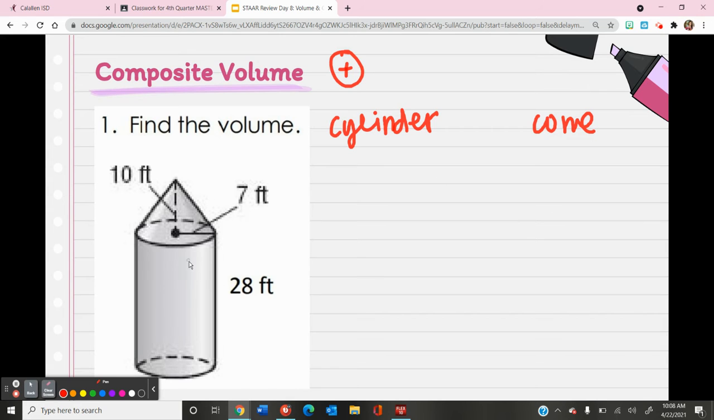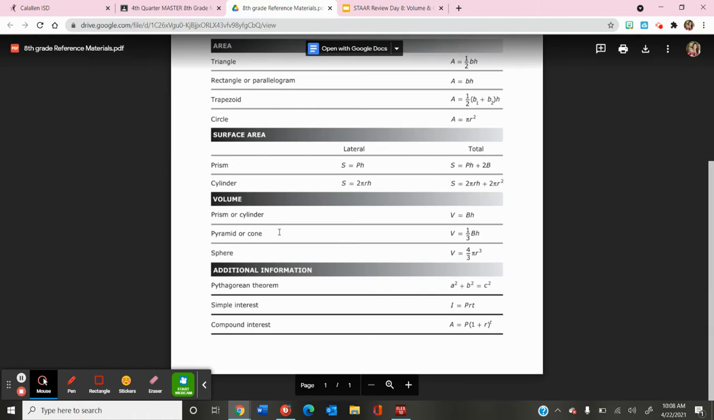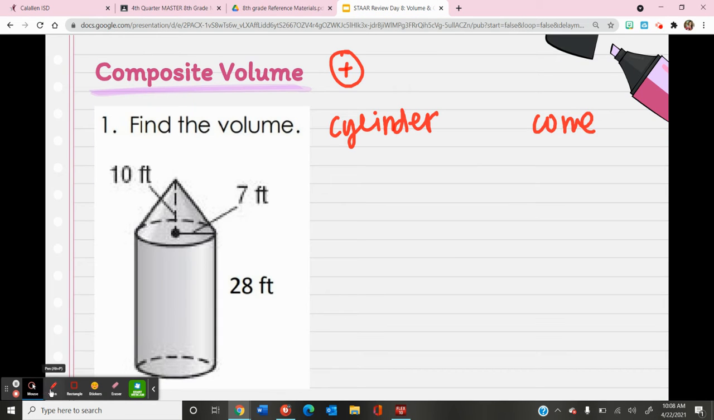So my first step is going to be to find the formula for volume of a cylinder. So let me go ahead and open up our formula chart. And I'm going to go down to volume of a cylinder is V equals big B times little h. So I'm going to go ahead and write that here. V equals big B times little h.